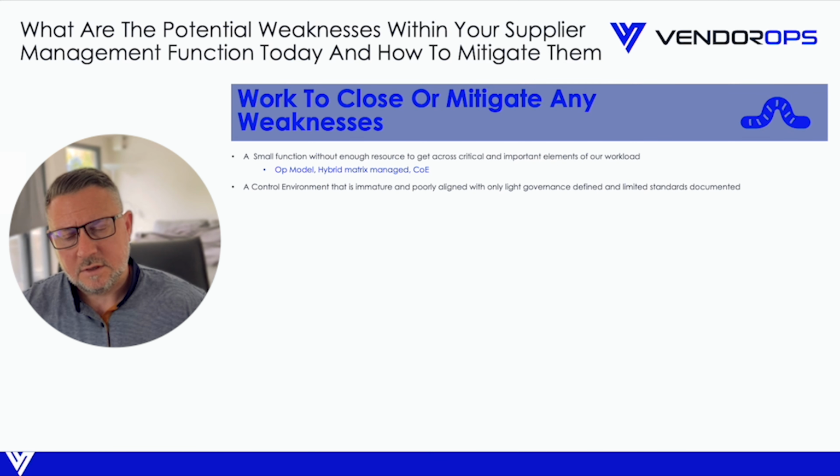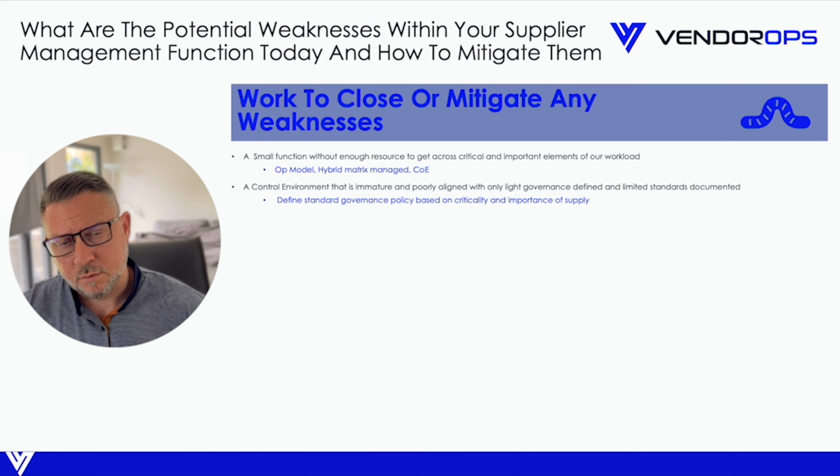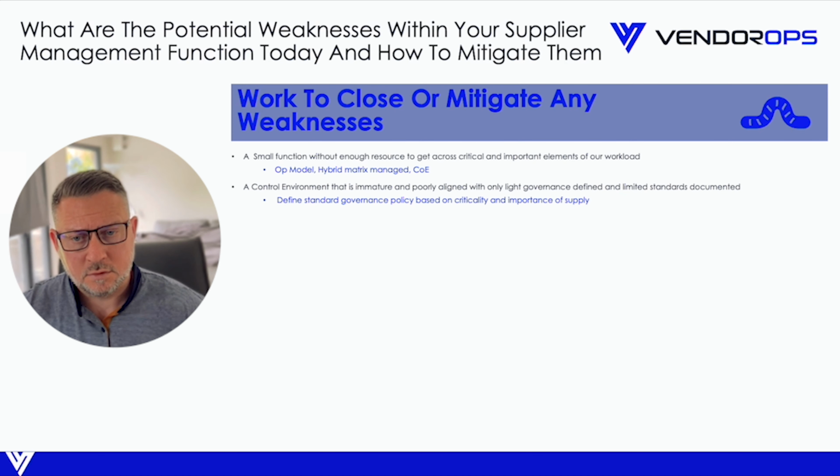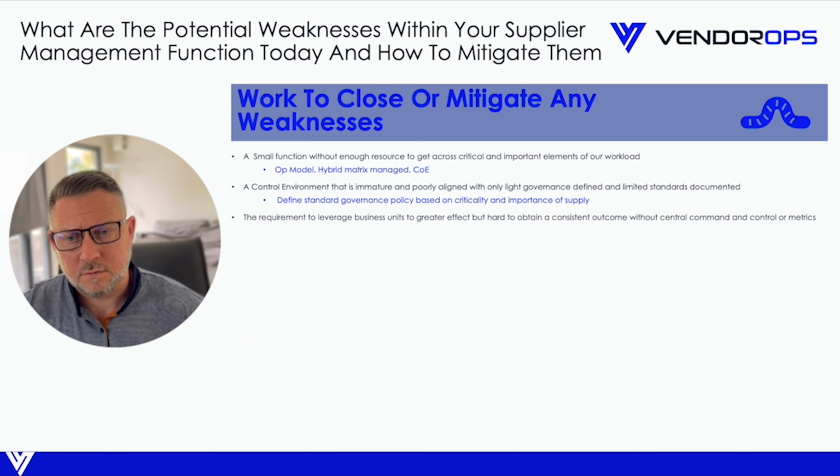The second one we see is a control environment that is immature, so poorly aligned with only light governance. There's no defined activity or limited standards that are documented. We always recommend defining what the standard governance policy should look like, especially for critical and important suppliers. Define what you need to do with them on a regular basis, what constitutes contractual compliance and checking that, and then look at how you roll that out across your supplier base into the less critical and less important suppliers, going as far as you can until your resources are used up or the return on investment isn't worth managing those suppliers in that way. You need to draw that line and conclude that for yourself as an organisation.